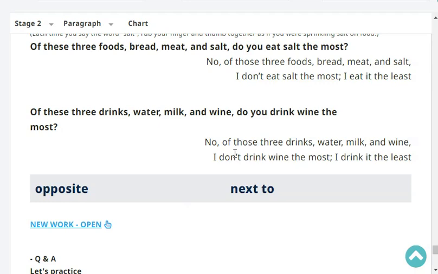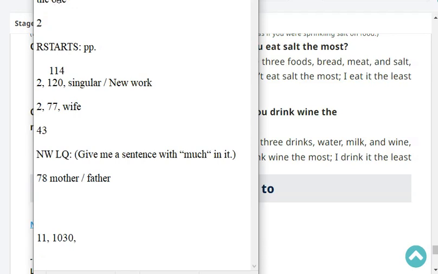Very good. Of these three drinks, water, milk, and wine, do you drink wine the most? No. Of those three drinks, water, milk, and wine, I don't drink wine the most. I drink it the least. Very good. Okay, so now let's move on to your reading.